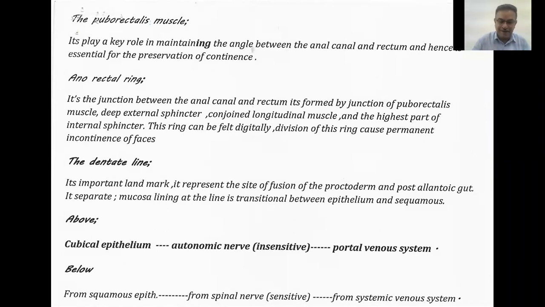So the dentate line divides the anal canal into a part with venous drainage to the portal circulation, while below the dentate line the drainage is to the systemic circulation, and likewise the innervation.